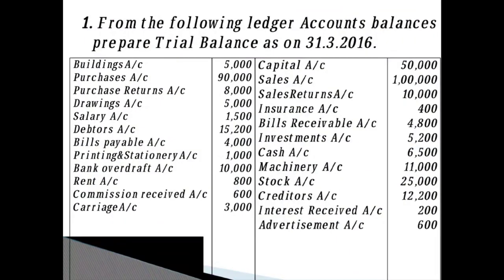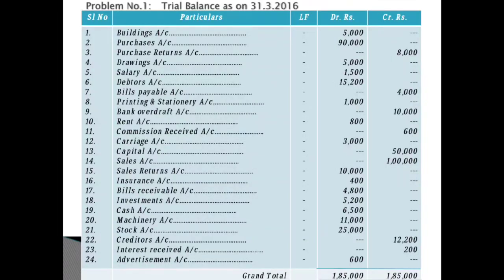The next, after rent, you have the commission received account, rupees 600. So commission received 600 means received, right? It is income, which shows a credit balance. So here we have recorded commission received account, credit column, rupees 600.